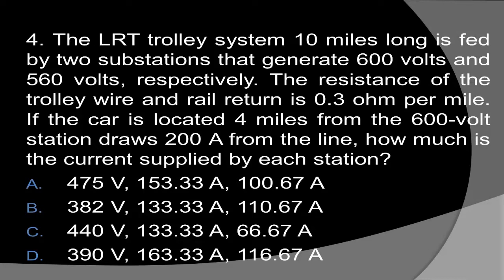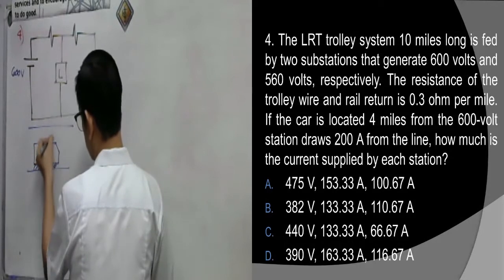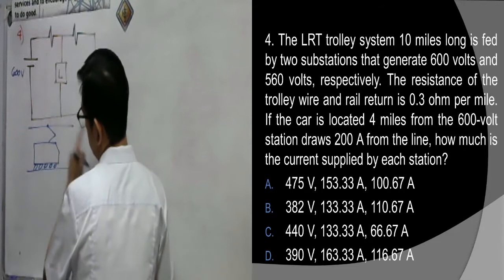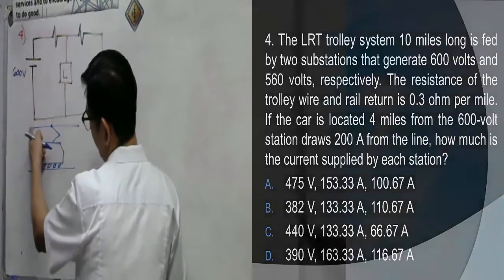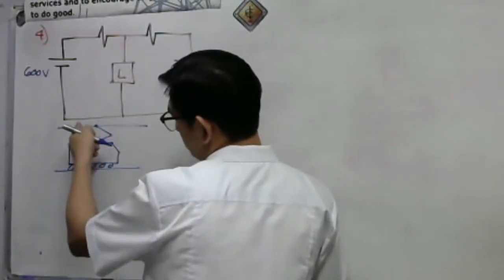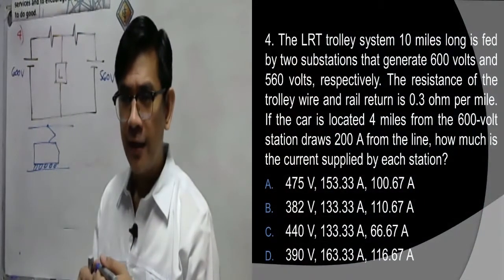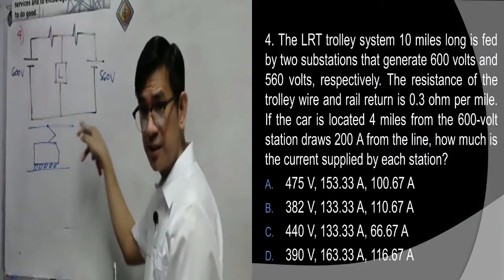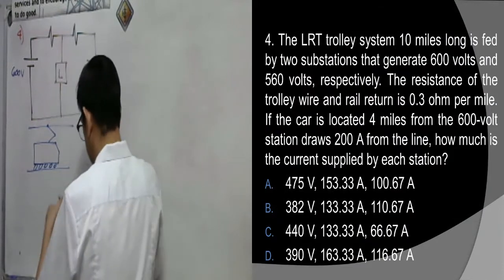There is a rail here and this is our trolley wire, wherein the train gets a connection here. This will be our catenary, so this is where the train gets its source. So we have these two stations. The resistance of the trolley wire and rail return is 0.3 ohms per mile. Actually, that is the loop resistance.